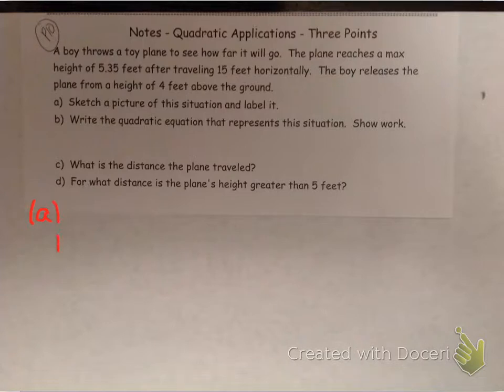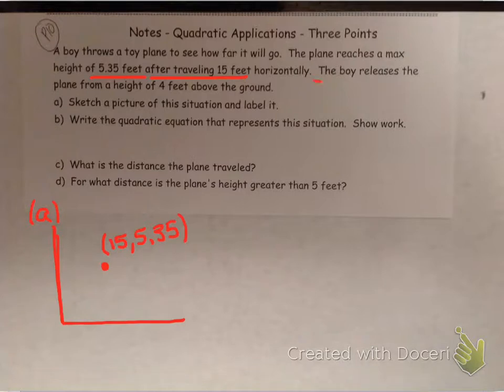says to sketch a picture, and what you're going to have to make sure that you do is scale and label both axes. Okay, so it's really just a rough sketch. You're not plotting many actual points, but for example it says that the plane went to this maximum height after traveling that far horizontally. So that means they've given you the vertex: the plane traveled 15 feet horizontally, after which it reached the maximum height of 5.35 feet.